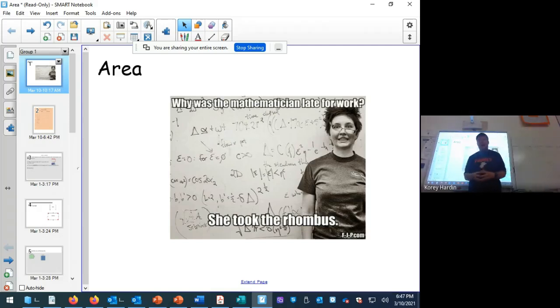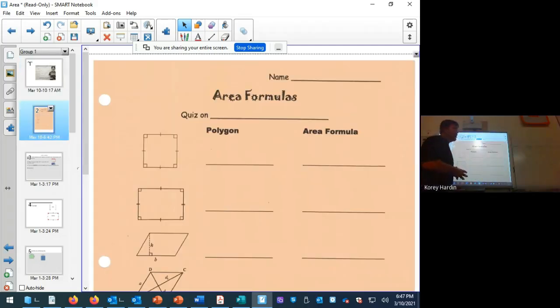So with area, the first thing I need you to do is go on to your Google Classroom, wherever it may be, and find your area formulas page, okay? This is going to be your bestest friend for about the next week, because we're going to write down the shape and the formula for each of the things we're learning today, okay?